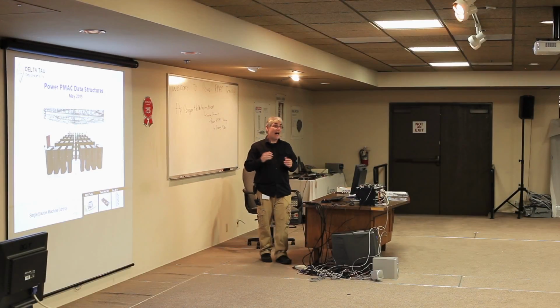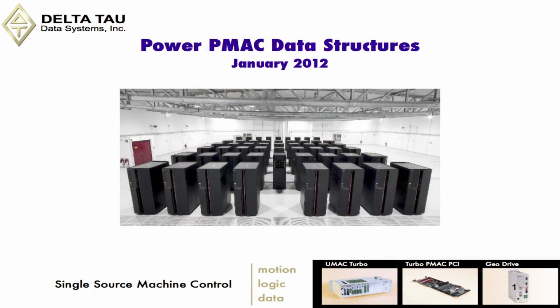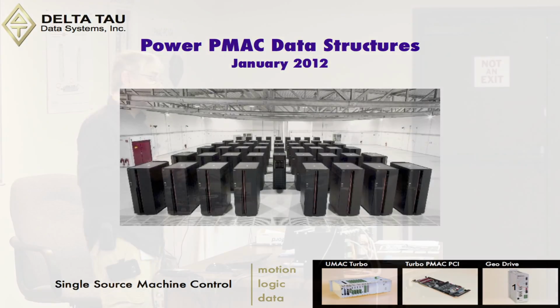All right, I'm going to talk now about what makes Power PMAC. This is the meat and bones of Power PMAC right here: Power PMAC data structures. For those of you who are familiar with our last generation of motion controller, memory locations in Turbo PMAC had a memory map, so to speak, that had things like position registers and velocity registers.